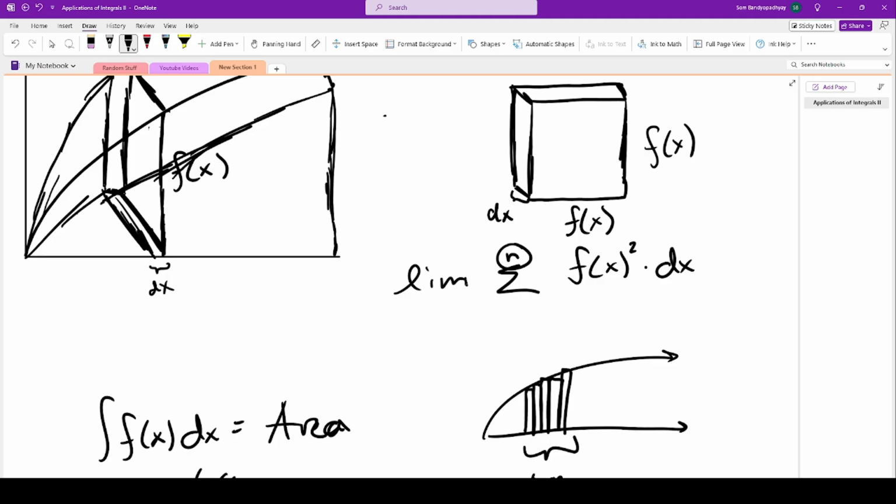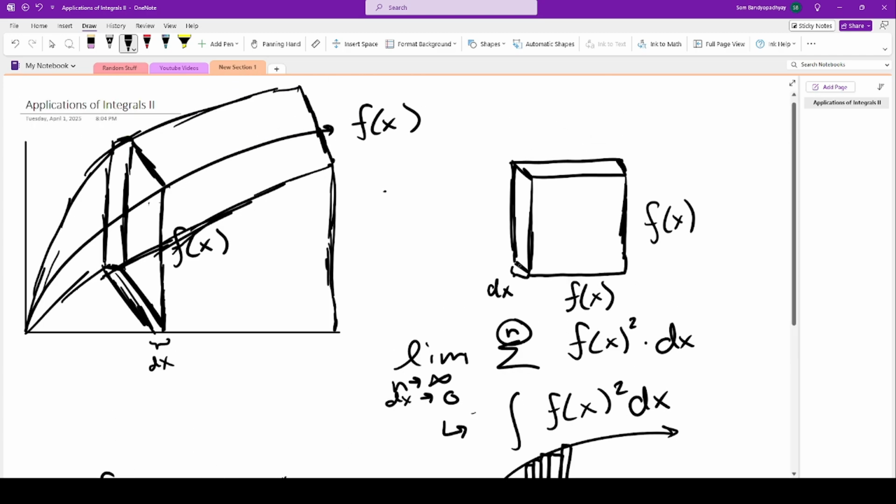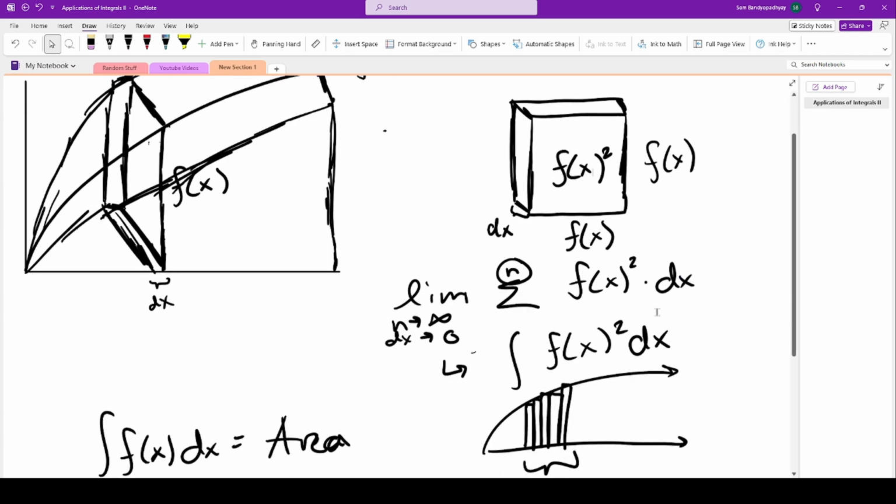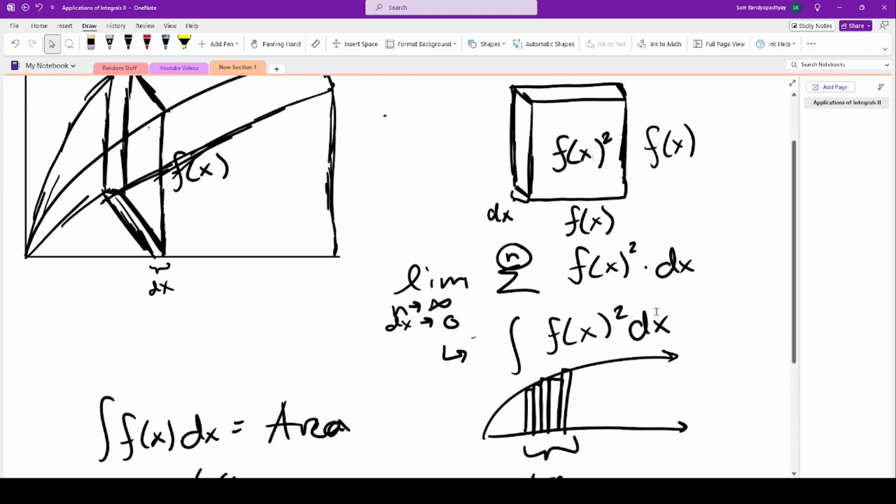And obviously, since we want to get as exact as possible, we're taking the limit as n approaches infinity, which also means dx is approaching 0. And what is this? This is nothing but the integral of f of x squared dx, right? So in this way, we can transform this expression for cross-sectional area into the volume of the surface. And it's not just simply a square thing.